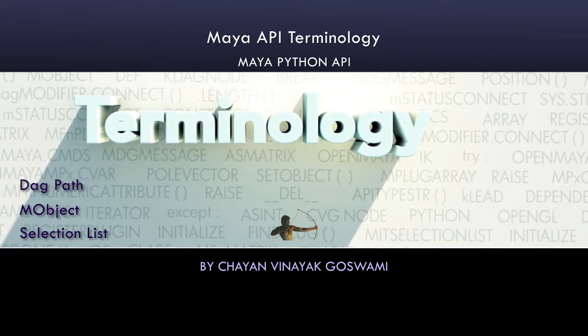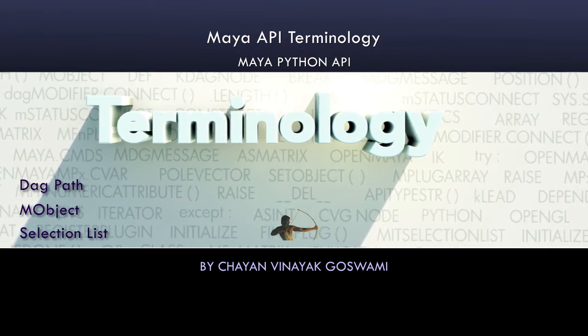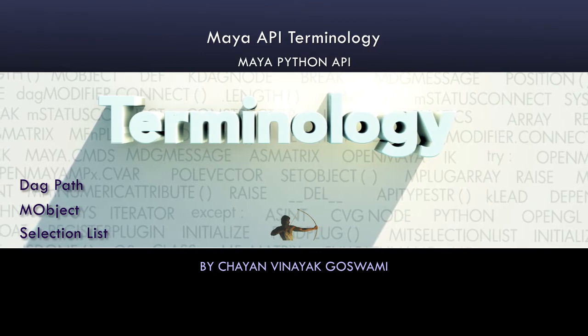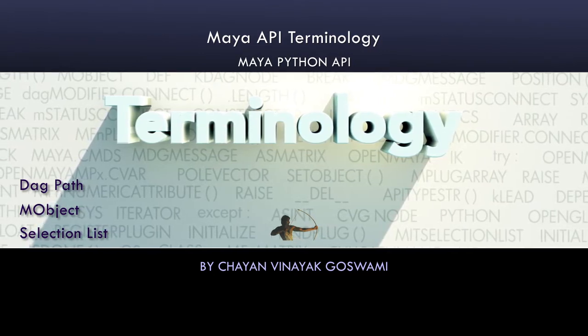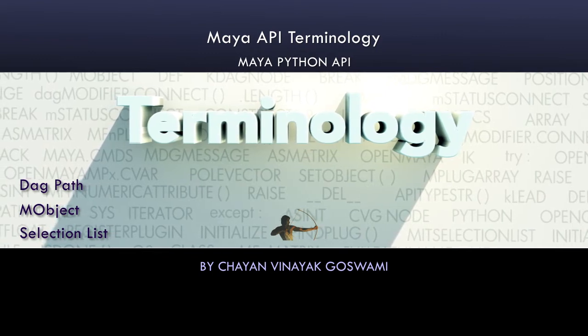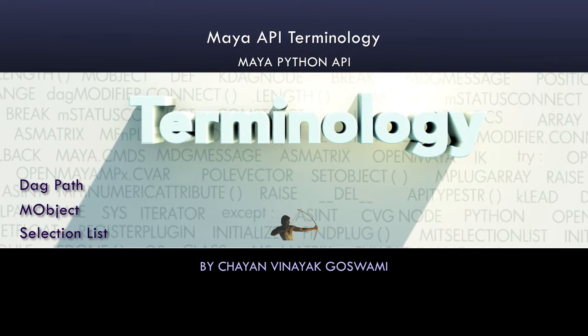Hello, my name is Vinayak, and in this chapter we would understand a couple of terms related to Open Maya, and after that we would try to find the DAG path of one of the objects from the Maya scene. At this point we don't know what is DAG path, but we would see.